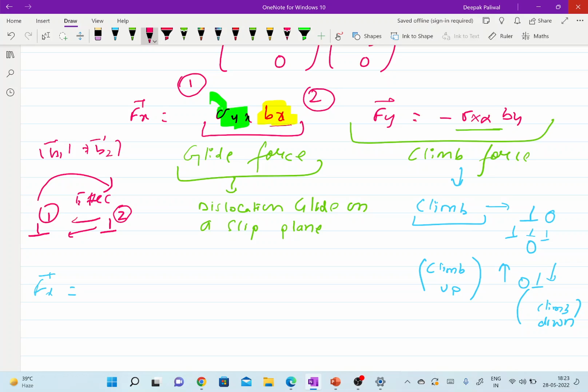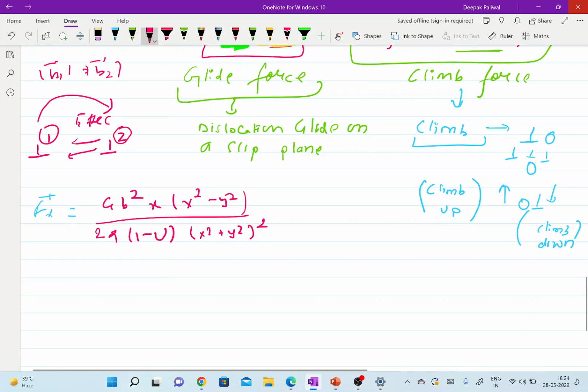So we can write here sigma xx like G b square, x square minus y square divided by 2 pi 1 minus nu, this is for the edge dislocation, x square plus y square whole square. Now let me write like that. Suppose fx, this is for per unit length. Okay, so this will be 0. When will this be 0? When x equal to y.